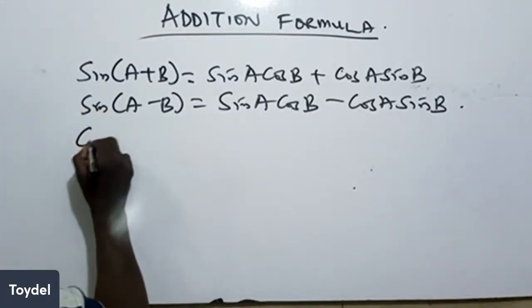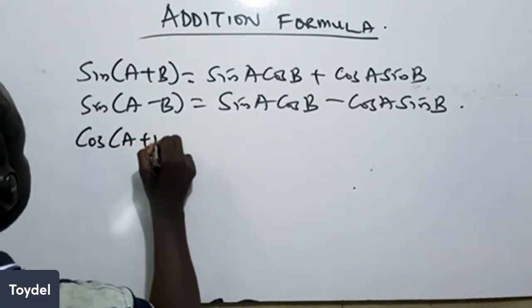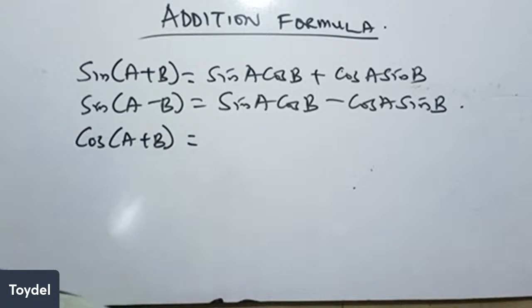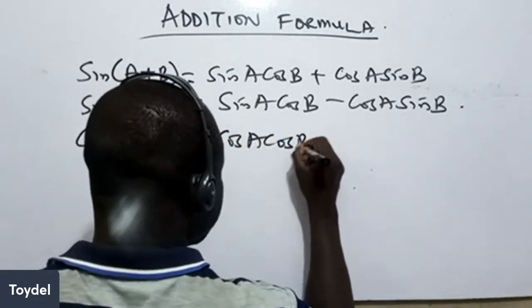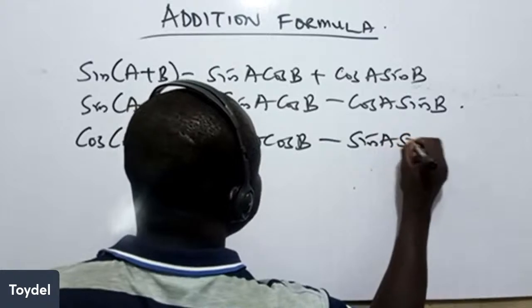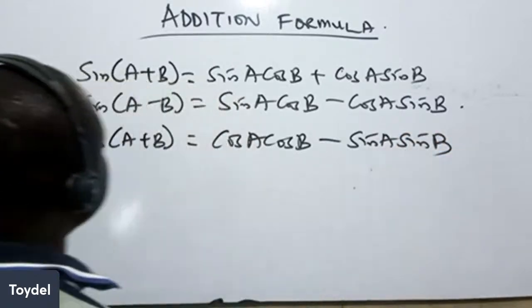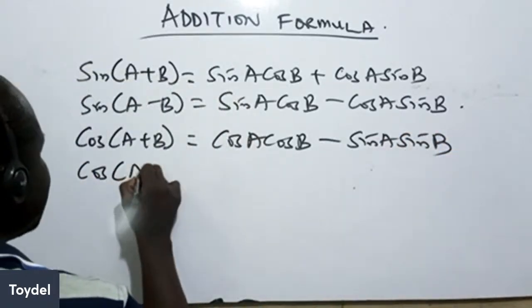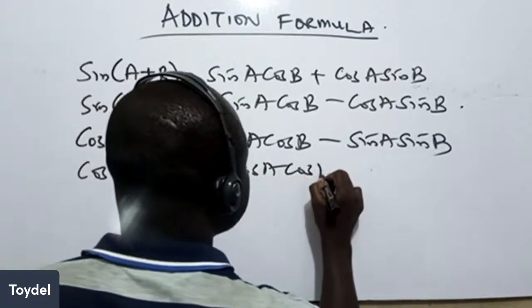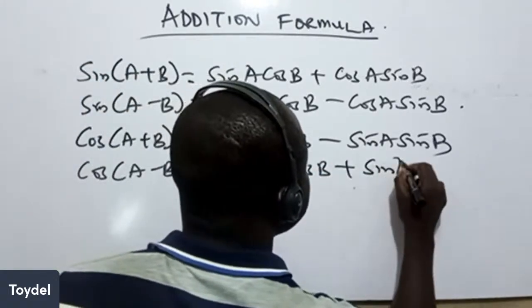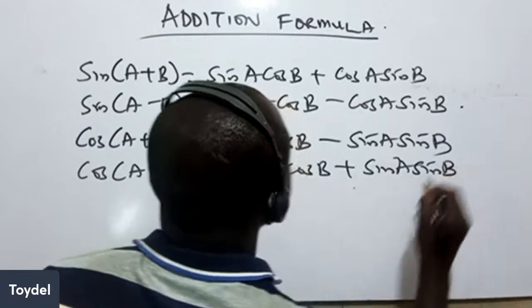Then for cos, we also have cos A plus B. In the case of cos now, we have to be very careful. That will give us cos A cos B minus sine A sine B. Then if you have cos A minus B, that will give us cos A cos B plus sine A sine B. Now let's see the difference.